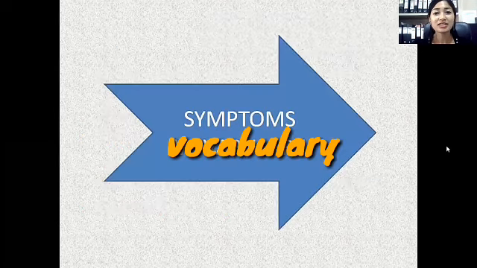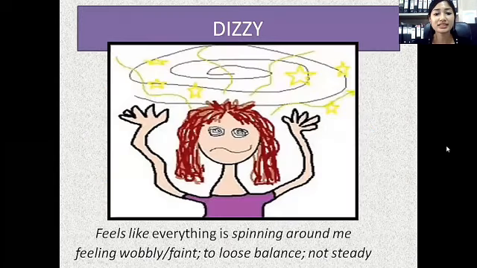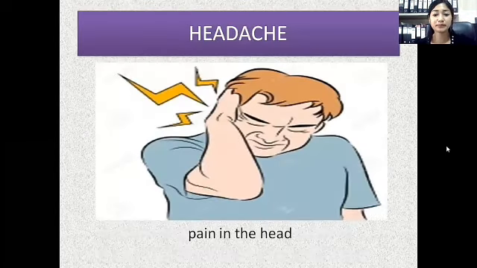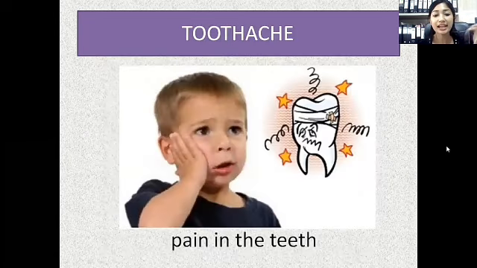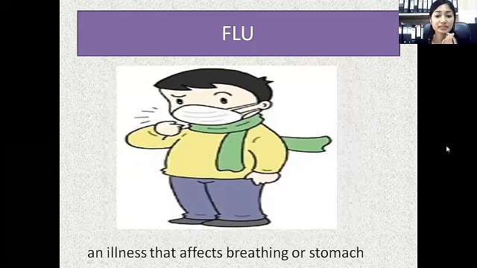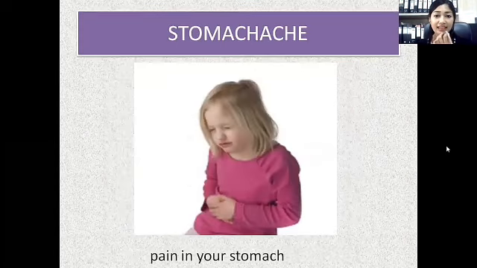And then here I will give you the list of the symptoms vocabulary. The first one is dizzy. Dizzy, you feel like everything is spinning around you. You will feel wobbly or faint and lose balance or not be steady. And then headache is pain in the head. And then cough, quick noisy pulls of air from the mouth. And then toothache, pain in the tooth. And then flu, an illness that affects breathing or stomach. And then stomachache is a pain in your stomach.